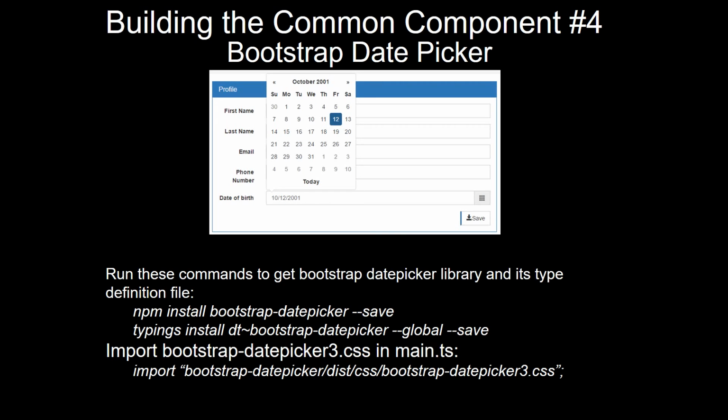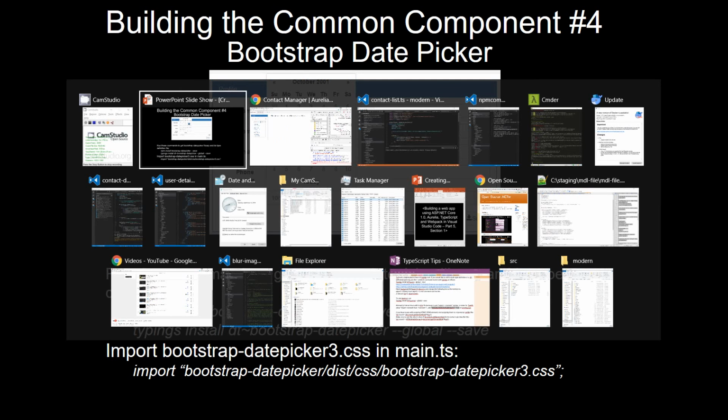So what we'll do is we'll bring this third-party library and we'll write a custom element called date picker, and as you know, it's going to be displayed as date dash picker as a custom tag. Okay, so let us start installing the Bootstrap date picker library and the typings right now.